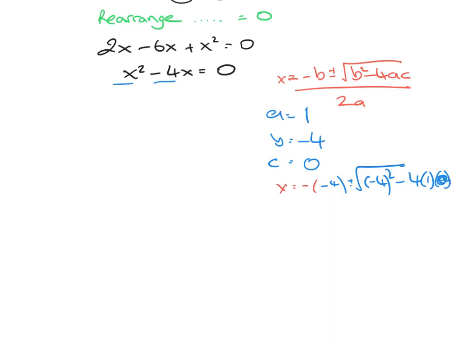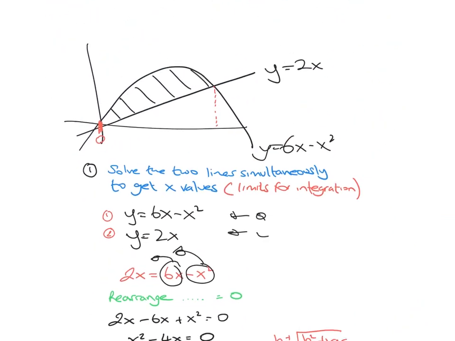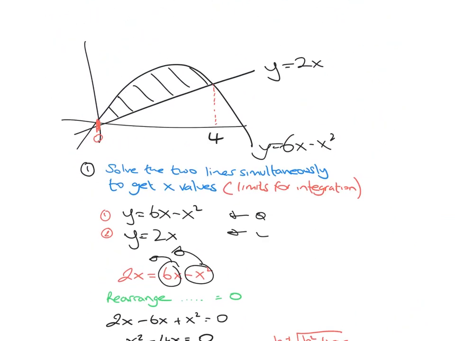Times 0, all over 2 times 1. When I do that, I will get two values for x. I will get 0 and 4. And if I go back up, that gives me what my limits are for my integration. So that is step 1 done.